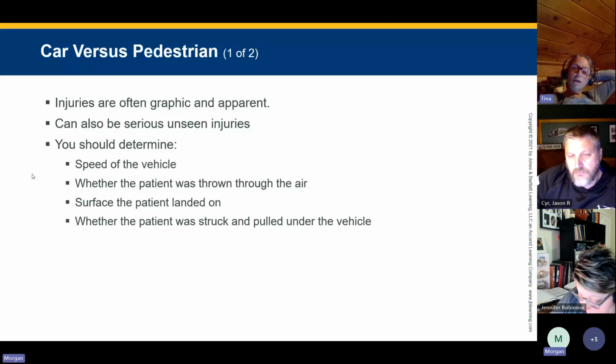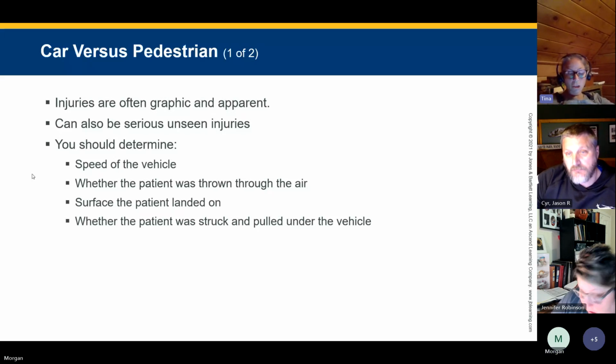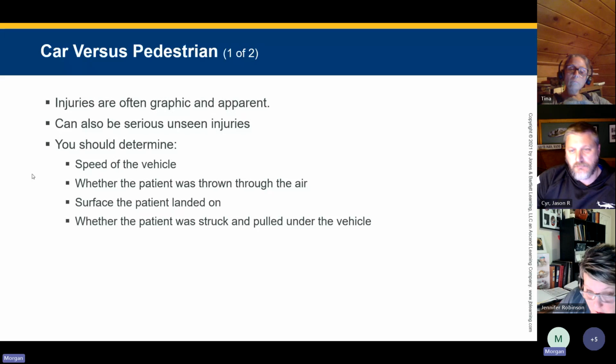Could you also document, if you can't get that out of the driver, what the speed zone is for that area? Right, yeah, it's another way. So if the patient was struck and thrown through the air, he'd have very different injuries than if somebody was pulled under the vehicle, because they'll probably get burns and some crush injuries, depending.